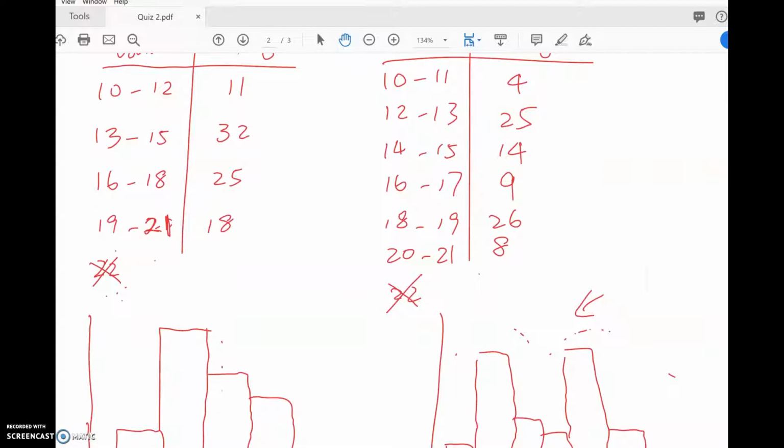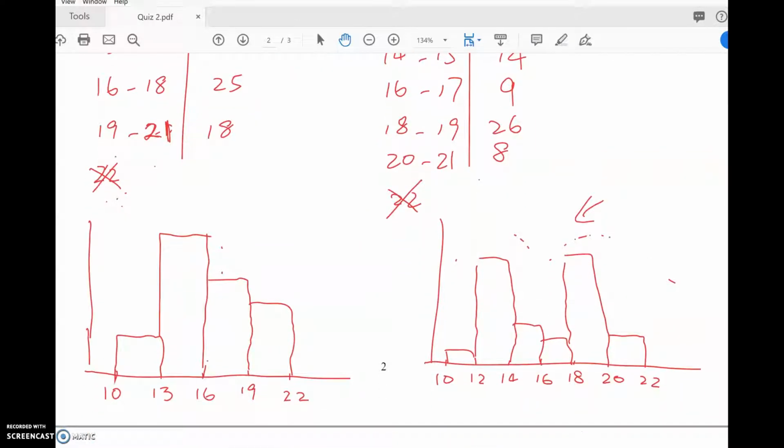From the 4 classes and the 6 classes, we can see for the 4 classes, we lose the shape of bimodal. We only see a unimodal. For the 6 classes, we're able to see the bimodal.